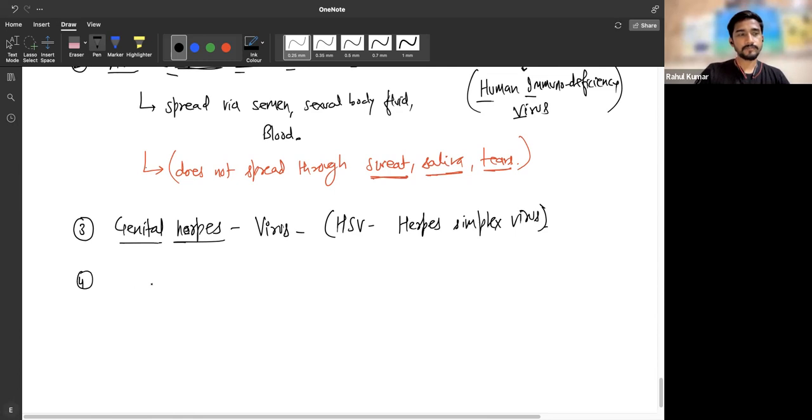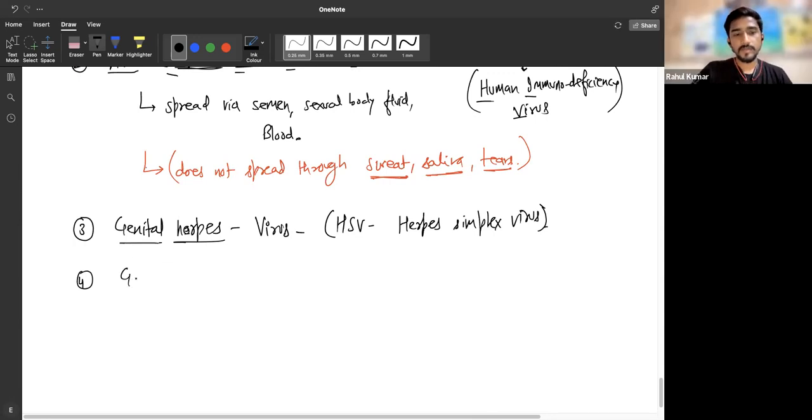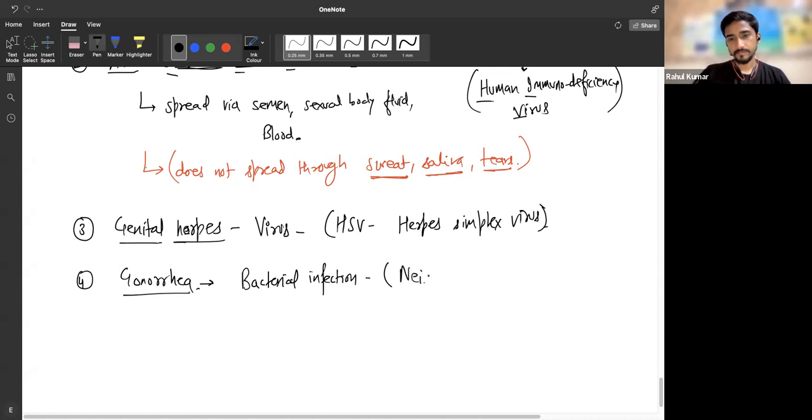There is something called gonorrhea. You know gonorrhea? I have heard of it. Gonorrhea is also a sexually transmitted disease. So write down gonorrhea, G-O-N-O-R-R-H-E-A. And gonorrhea is caused by bacteria. So it's a bacterial infection. And the name of the bacteria is Neisseria gonorrhoeae. So this bacteria causes gonorrhea.